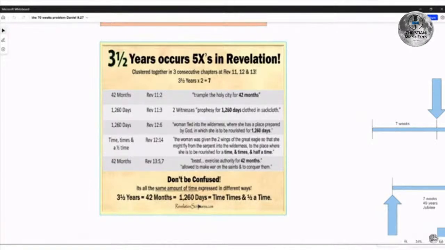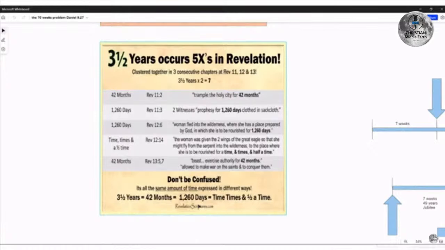On a purely lunar calendar, 3.5 years is 42 months, right? 12 months in a year times 3 is 36, plus 6 months, half a year, it's 42 months, right? We have 42 months and 3.5 years on our calendar today. So does a purely lunar calendar. If every month had 30 days in it, which it does on a purely lunar calendar, 42 months times 30 days is 1260 days. Or time, times, and half a time is 1 plus 2 plus half.